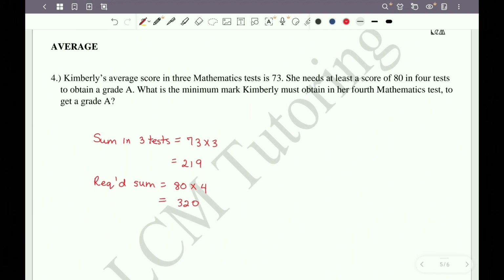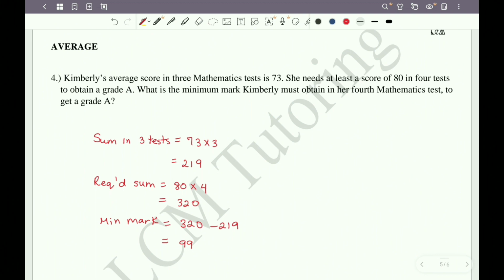Okay, so if her sum needs to go from 219 to 320, what mark does she need to get? So the minimum mark will be 320 minus 219, which is 99. Alright, Kimberly needs to get 99 in that 4th math test. At least a 99 to get a grade A.